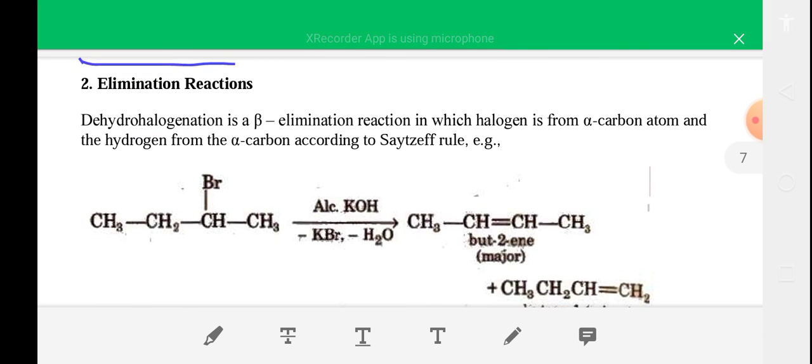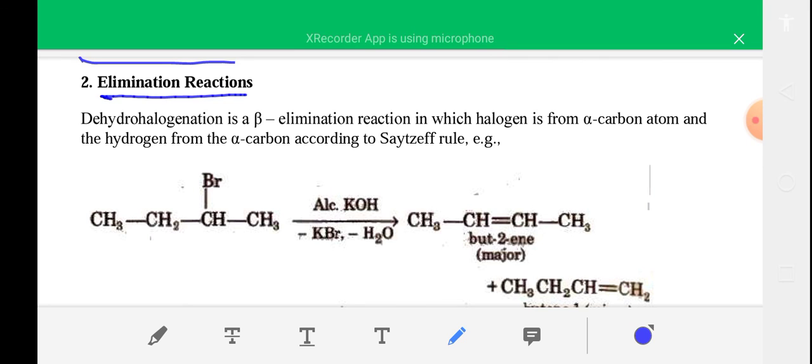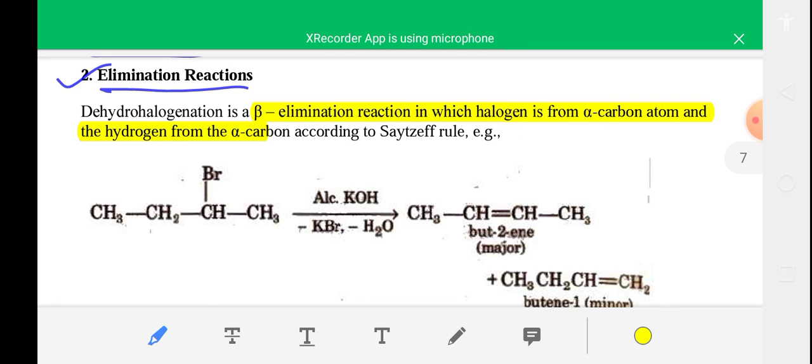Now the next type of reaction of haloalkanes is the elimination reaction. A neutral HBr molecule will be removed from the haloalkane. It is also known as beta elimination reaction. When a haloalkane is treated with alcoholic KOH, you will get an eliminated product. The Br atom will be removed, along with one hydrogen atom from the neighboring carbon. So this is the elimination product.